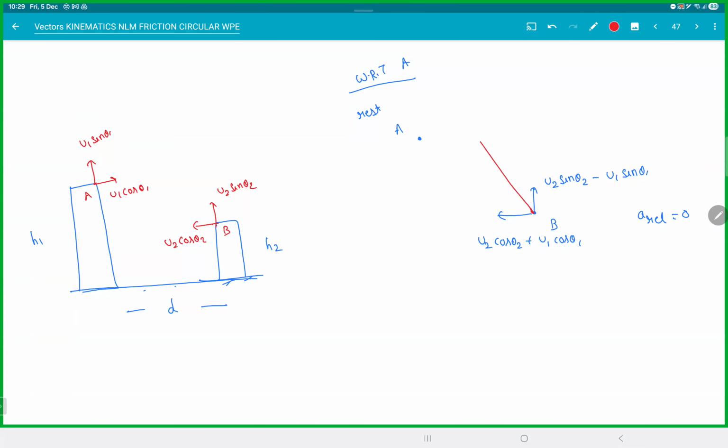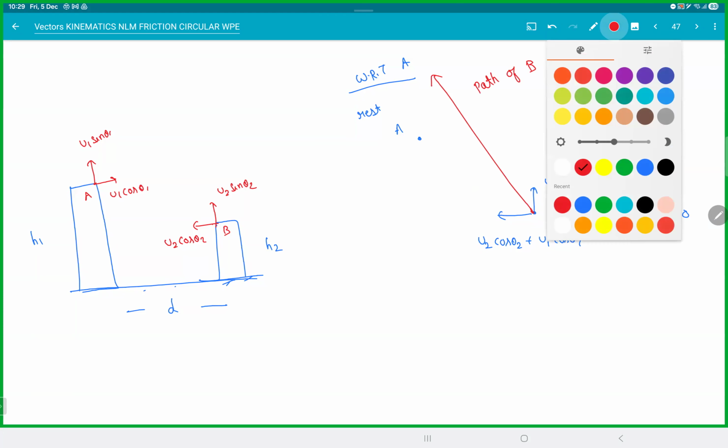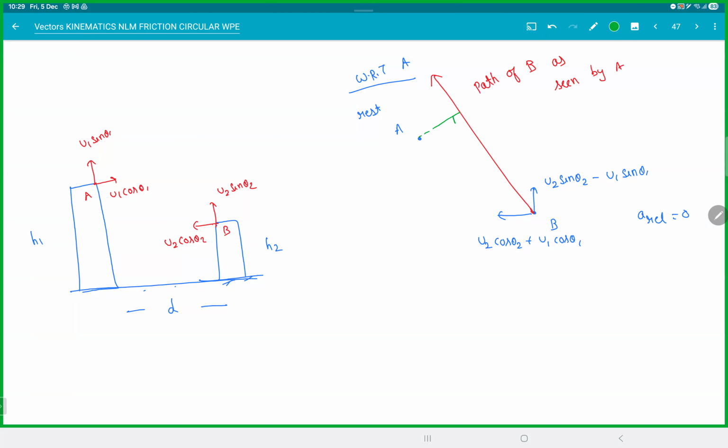So now this guy will go something like this. So this is the path of B as seen by A. Now, simple thing. If you want to collide, then what should happen? This path should pass through A, isn't it? But if you want minimum distance, then this would be the minimum distance, the line joining from a point to this thing. It just becomes geometry there. This distance is d. This distance is h1 minus h2. Let this angle be alpha. Let this angle be theta.